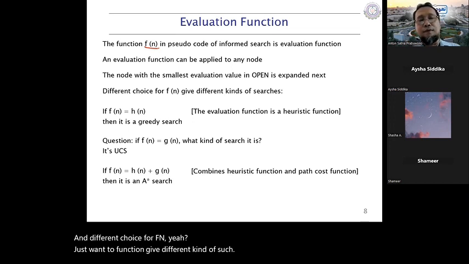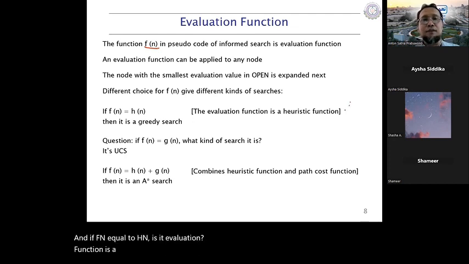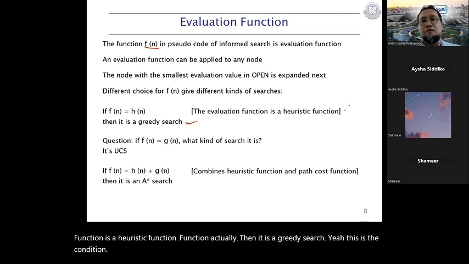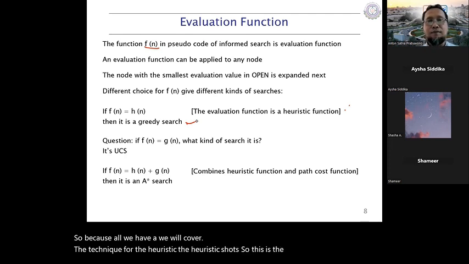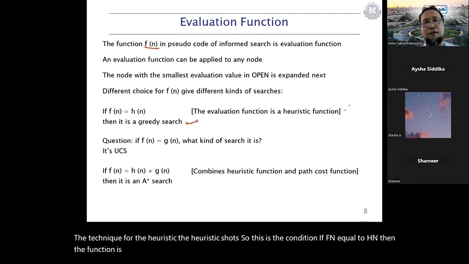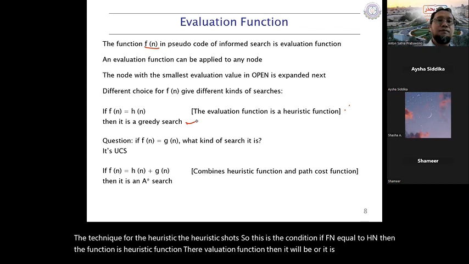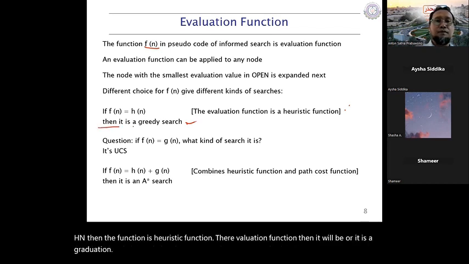If F(n) equals H(n), the evaluation function is a heuristic function, then it is a greedy search. We will cover the technique for heuristic search. So this is the condition: if F(n) equals H(n), then it is a greedy search. This is the first condition.